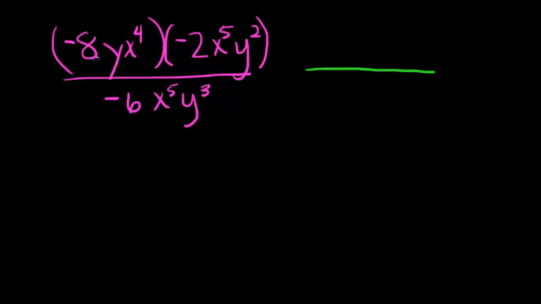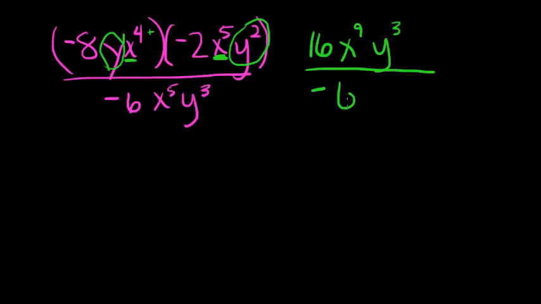So I have negative 8 times negative 2 is positive 16. Remember, I always start with integers. I'm going to do x first because I like to go in alphabetical order. X to the fourth times x to the fifth. I add exponents. That gives me x to the ninth. And then I have this y times y squared. Don't forget there's a little 1 there. That gives you y cubed. Nothing's changed on the bottom, so I'm just going to rewrite it.